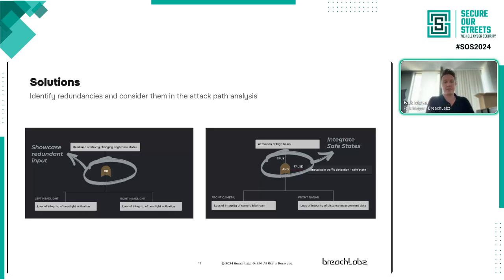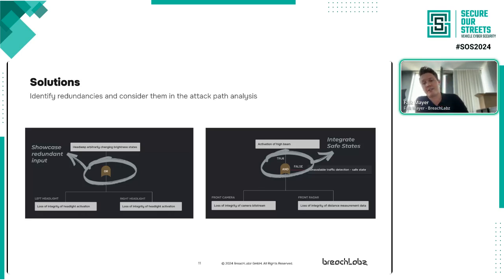So you can see on the left, if we say we have an arbitrary change in the brightness, we have an OR gate. This means that either the left headlight or the right headlight has to be compromised, but it doesn't really matter which one of the two. If both of them are true, still the same result.